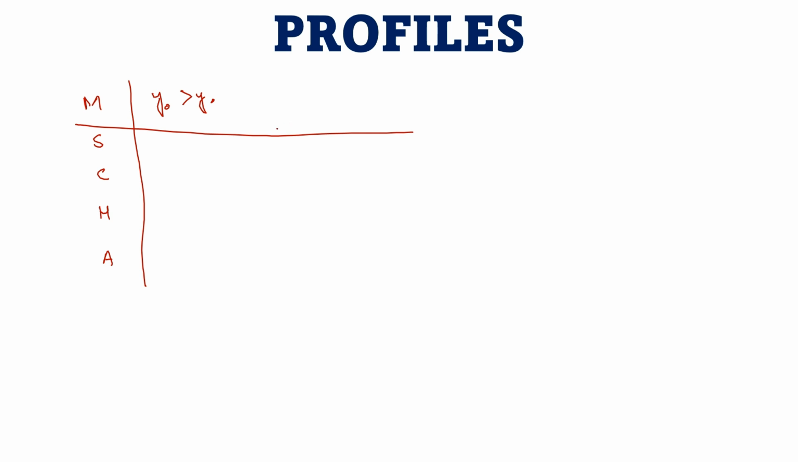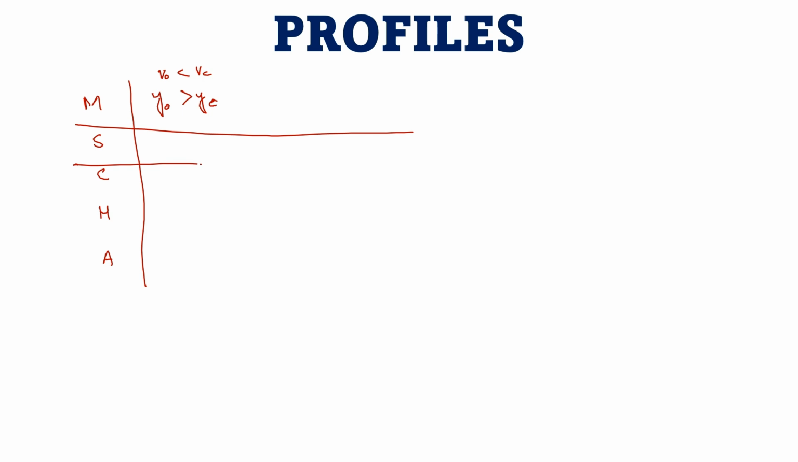So if we summarize this from mild, steep, critical, horizontal, and adverse, what will happen for mild slope? What is the condition? Y naught is greater than Yc. Why? Y naught is greater than Yc because the slope is mild, the flow will move with lower velocity. And automatically, if velocity is less than Vc, then the depth will automatically be greater than Yc.